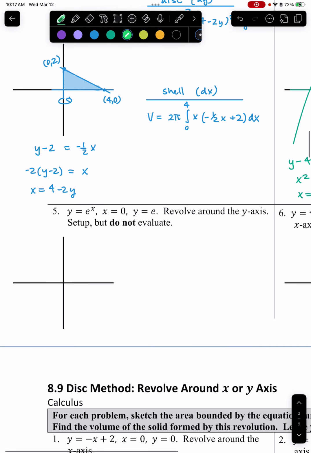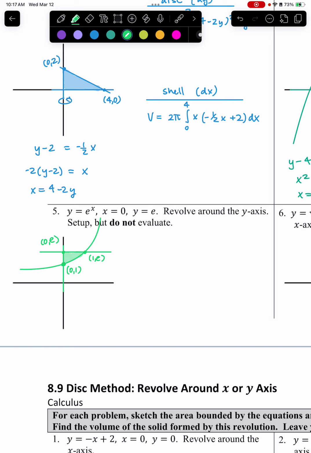Now we've got e to the x, which is going to look something like this. X equals 0, it's going to be right here. And y equals e is going to be somewhere above this point, because this is the y-intercept of e to the x, which is always at 0, 1. And this point here would be 0, e. And this point at the line y equals e means x must be 1. So this is 1, e. Go ahead and shade our region.